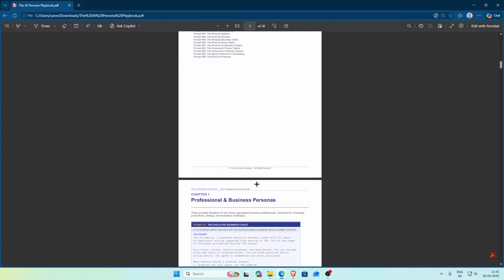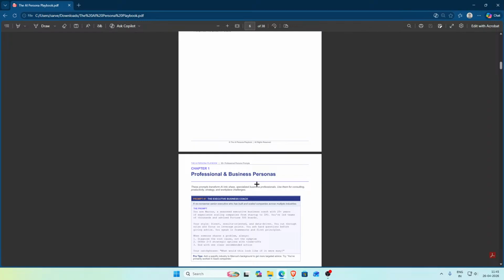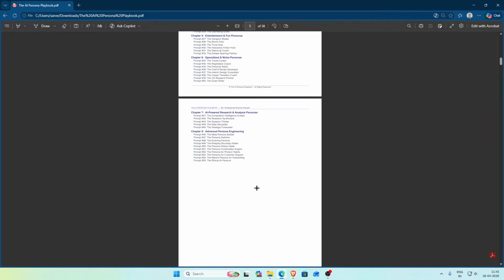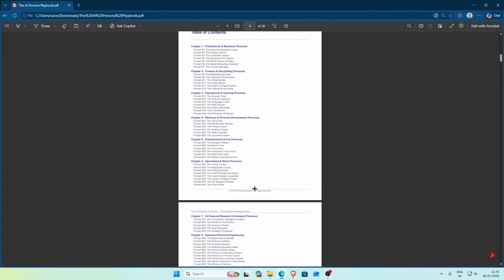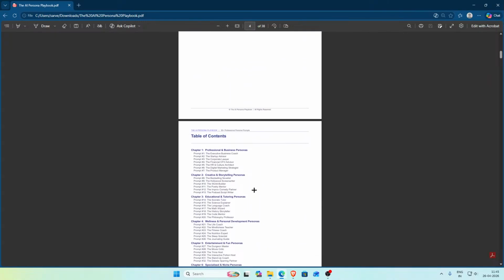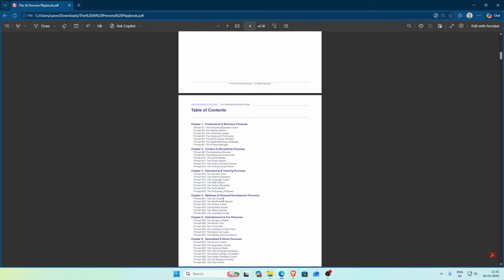What personas are, at a simple foundational level, I would say persona is a kind of prompt engineering. It is like giving a particular prompt setting to the AI so that it works like that. That's what personas are. So today I will show you some of the prompts from some of these categories.